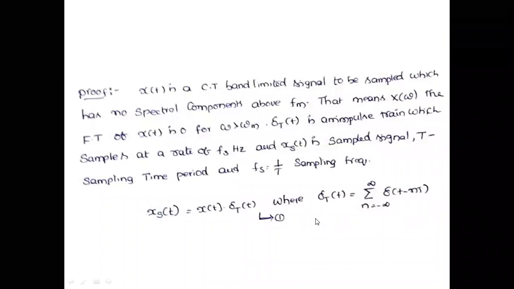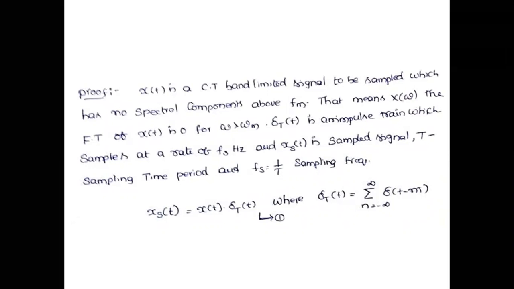Now see the proof. Here the proof has been given. x of t is a continuous time band limited signal to be sampled, which has no spectral components above the maximum frequency component. That means x of omega, the Fourier transform of x of t, is 0 for omega greater than omega m, where delta is the impulse train which samples at a rate of the sampling frequency. See, these notations have already been discussed in the last slide.